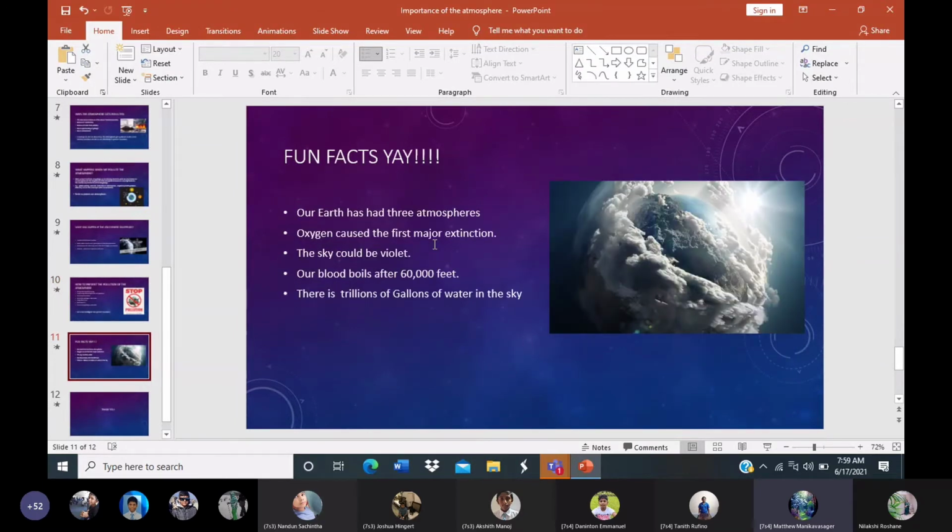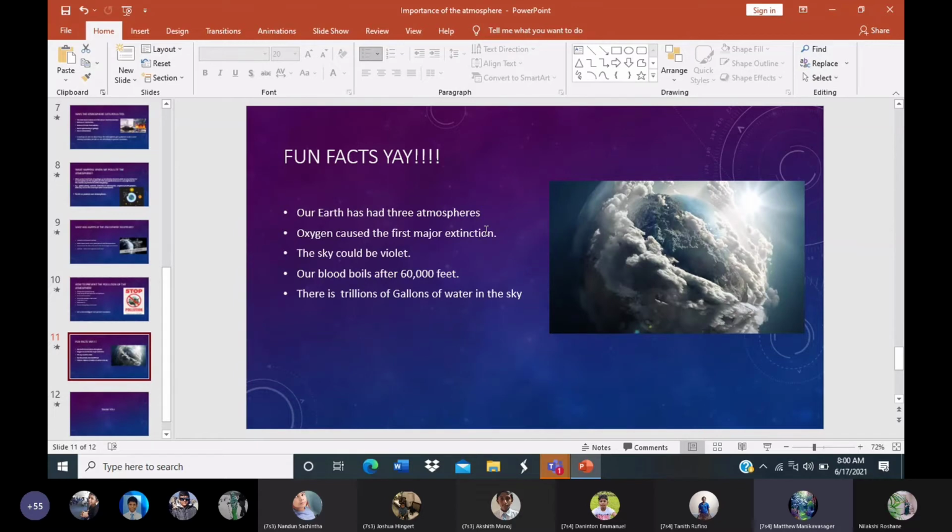Now let us see a little bit of fun facts about the atmosphere. Our Earth has had 3 atmospheres, as you can see here. It's really beautiful. Oxygen caused the first major extinction. There's a river in which oxygen is getting produced. So that means in those days people were breathing another gas. And when oxygen came, it caused the first major extinction and people had to adapt to oxygen.